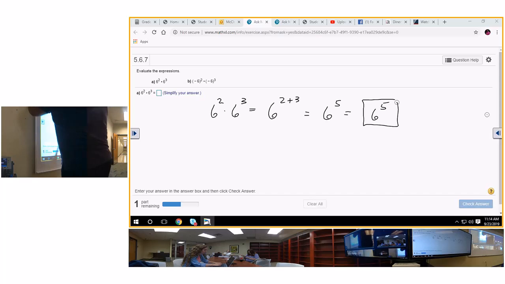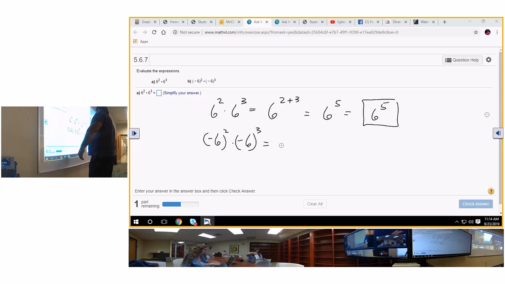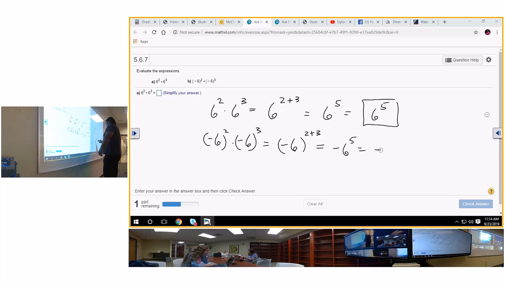Okay, this one, same thing. Negative 6 to the second times negative 6 to the third is equal to negative 6 to the 2 plus 3, which is equal to negative 6 to the fifth, which is equal to negative whatever 6 to the fifth is. So this one's going to be a positive number, and this one's going to be a negative number.